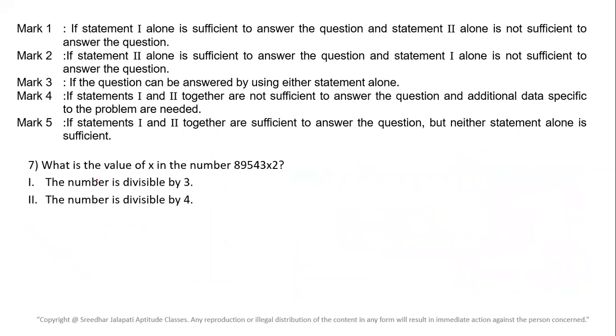Okay. Let's move to the next one. Here is question number 7. What is the value of x in the number 9895432x2? Again, if you want to try, you can pause the video.